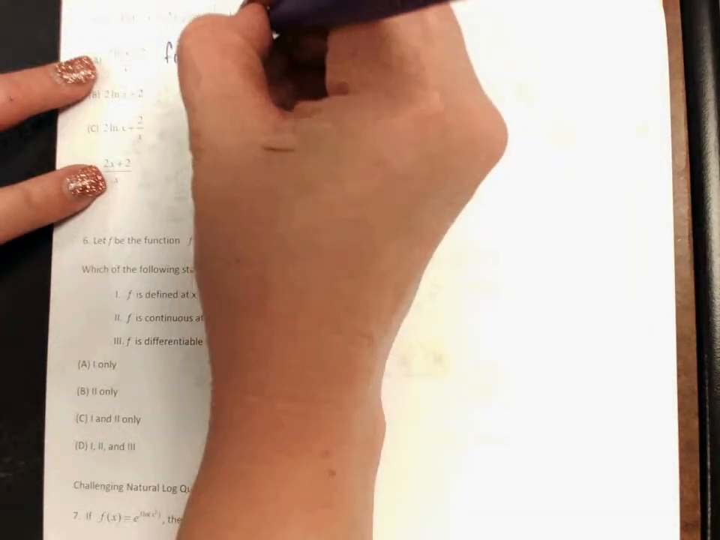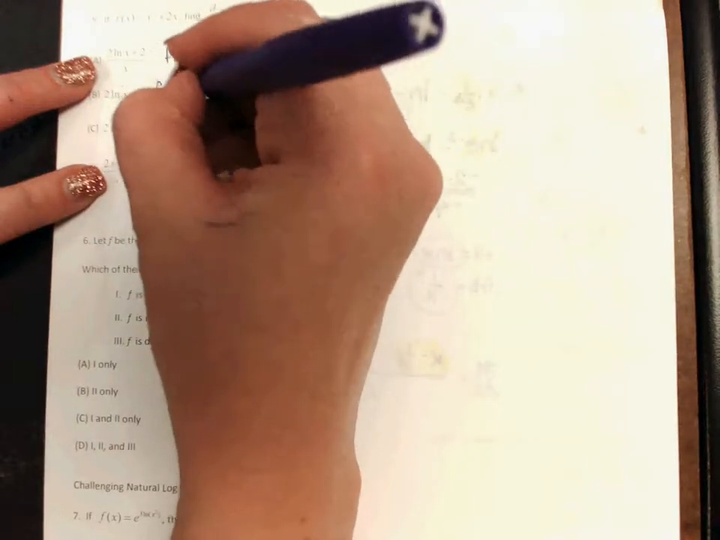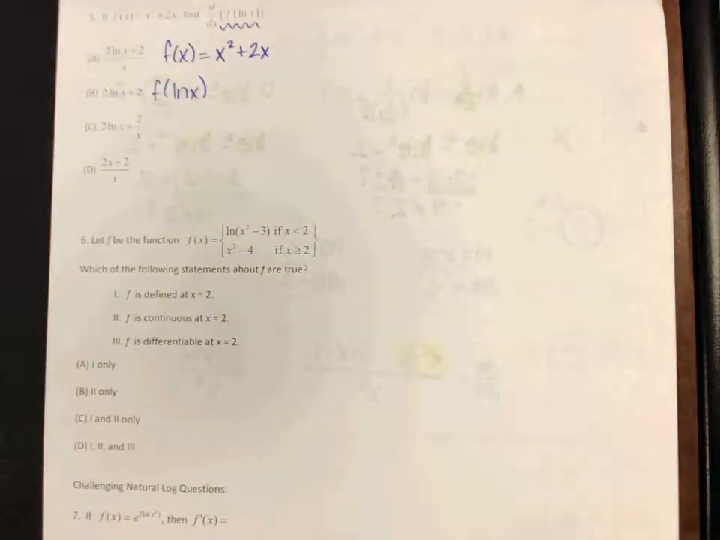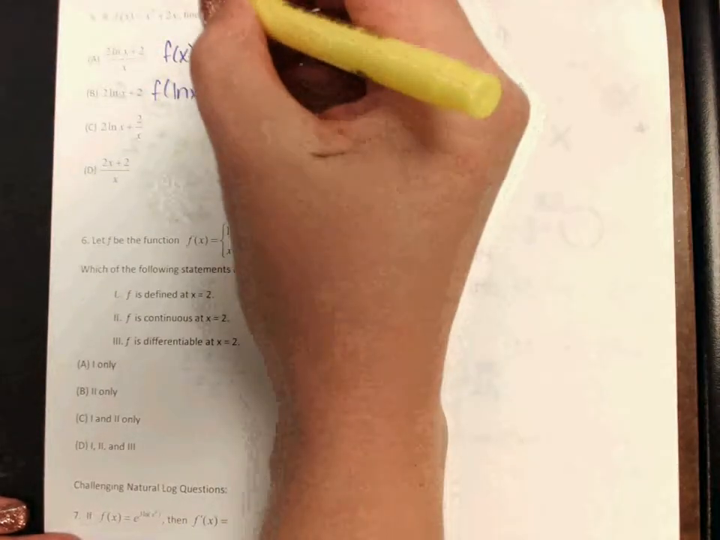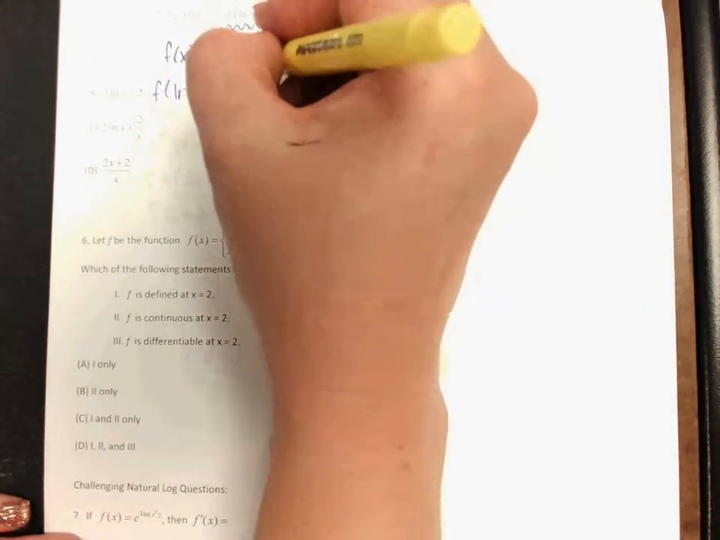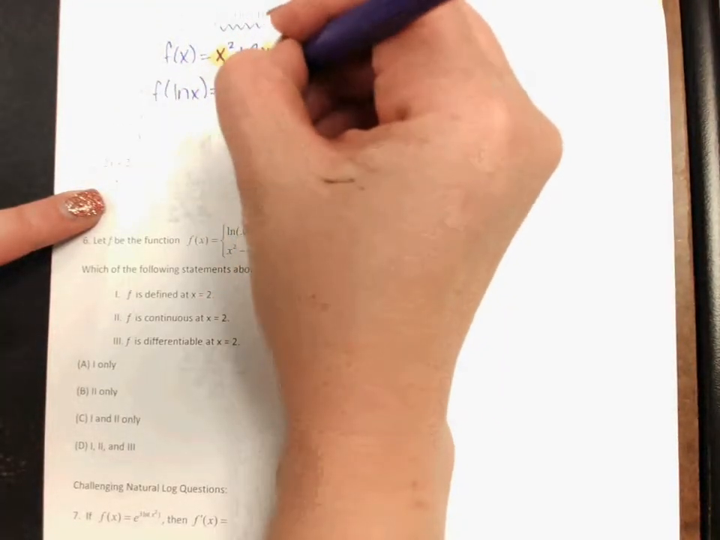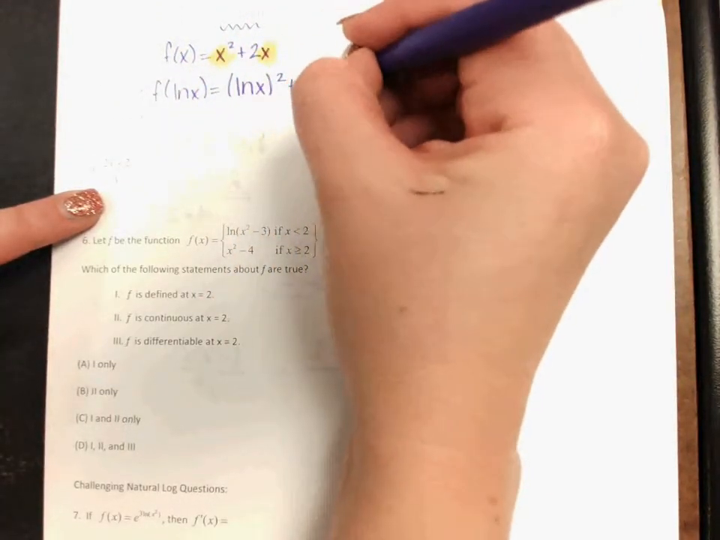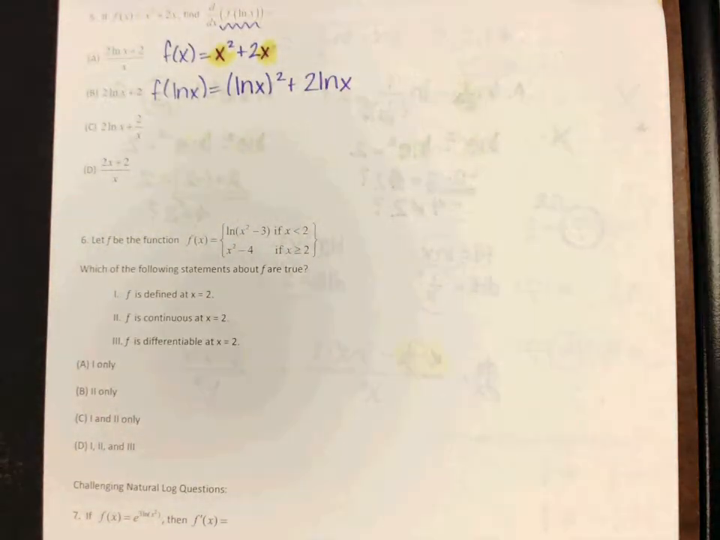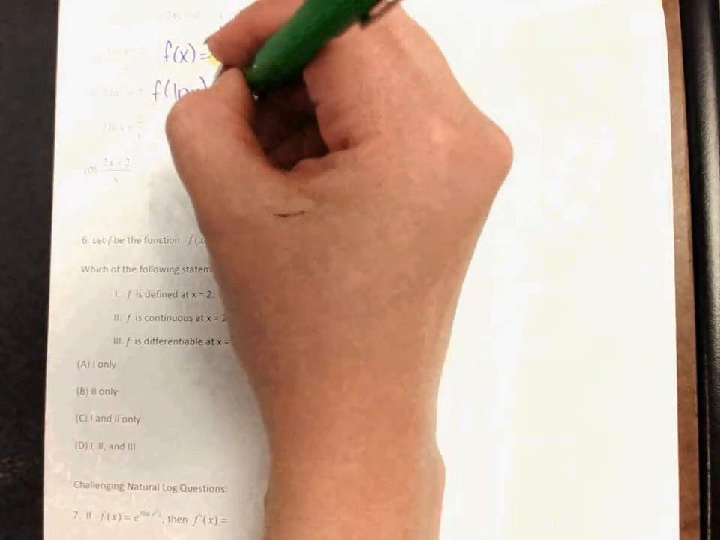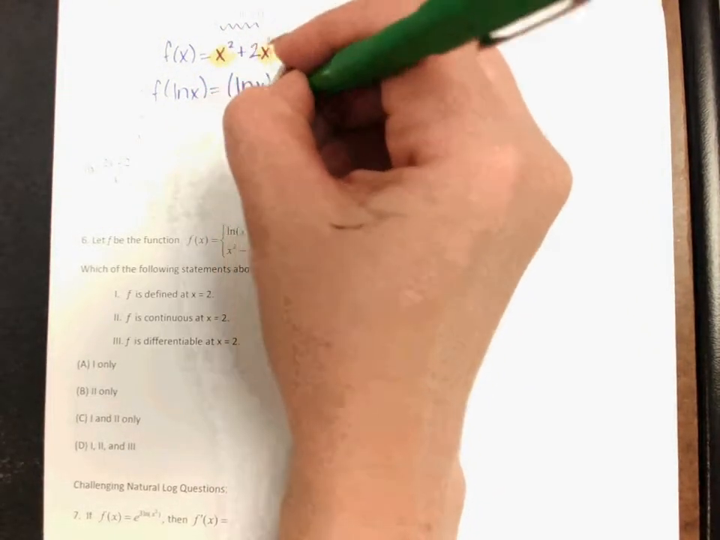So f of ln x would be if I took an ln x and I replaced it in both of my x spots here and here. So f of ln x would be ln x squared plus 2 ln x. Then from there, when you take the derivative, we're going to need to use chain rule on this part.